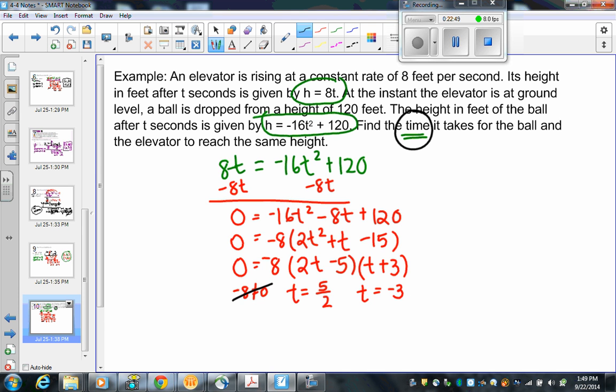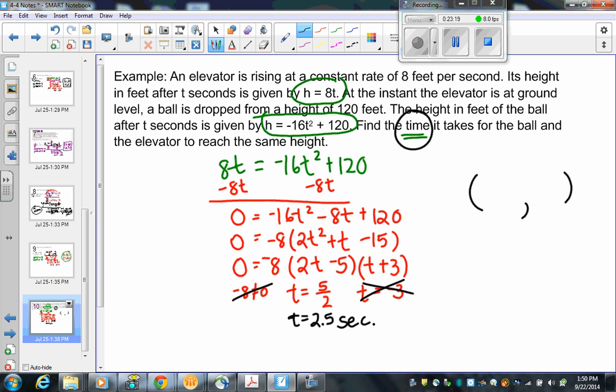Now remember, we're talking about time, so we're talking about seconds. Typically, when we're talking about real life seconds, we would say this is t equals 2.5 seconds instead of writing it as 5 over 2. And then we don't deal with negative seconds in real life. So in this situation, -3 does not make sense. So our time is going to be 2.5.